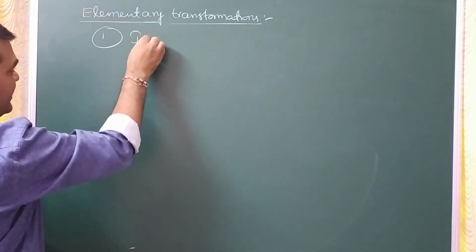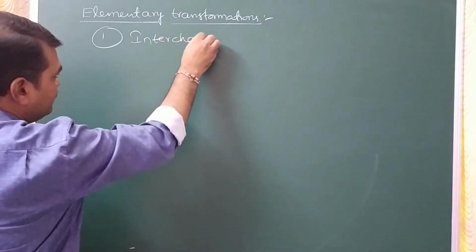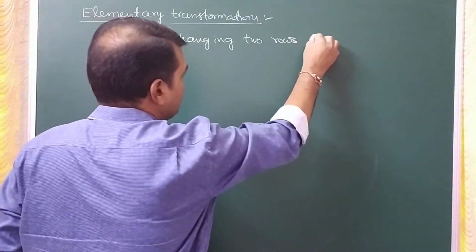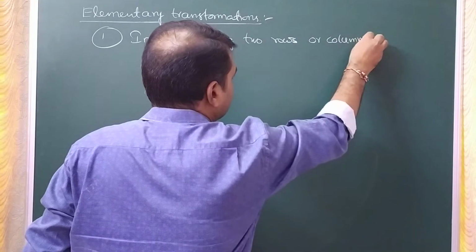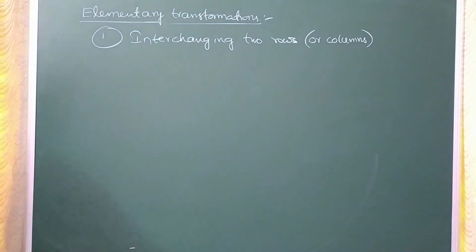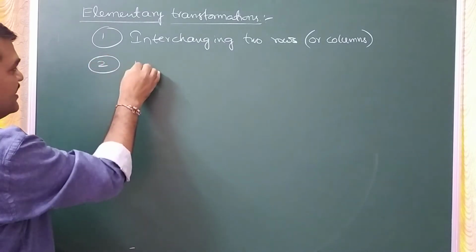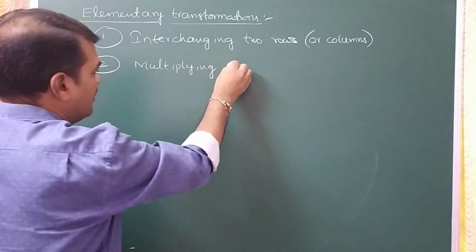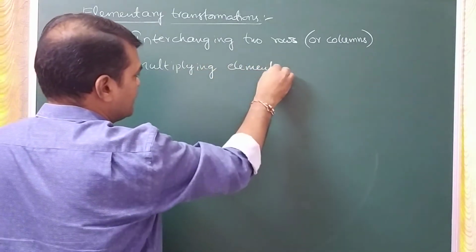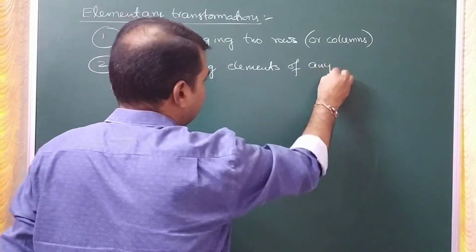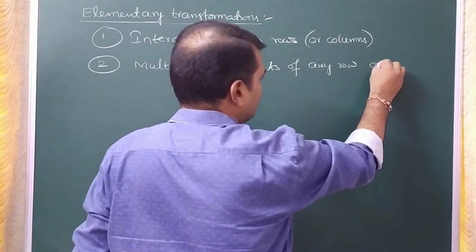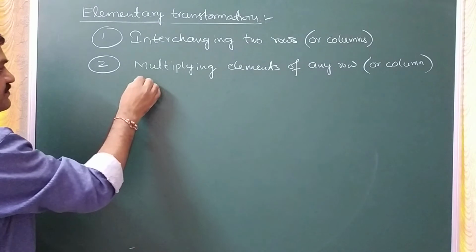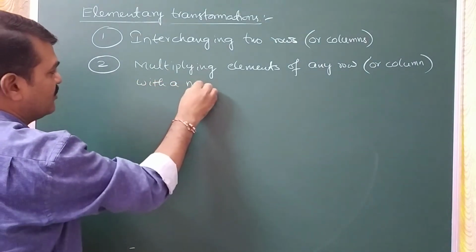First one, you can interchange any two rows or columns also. And the next one is multiplying elements of any row or column also with a non-zero constant.